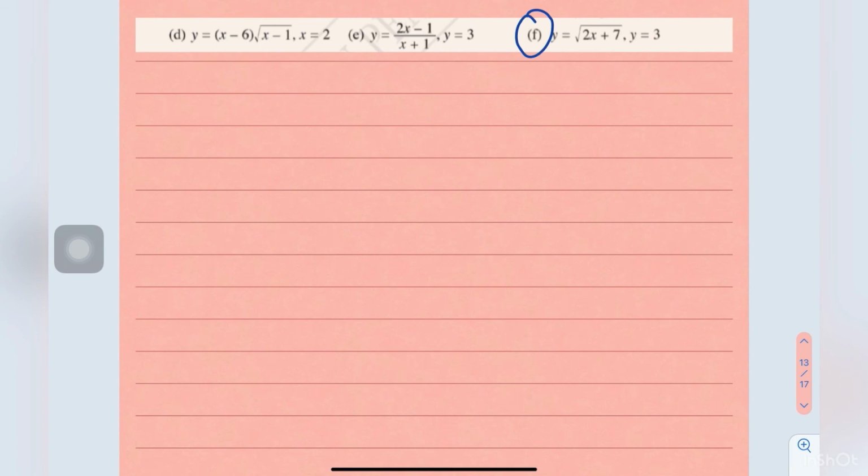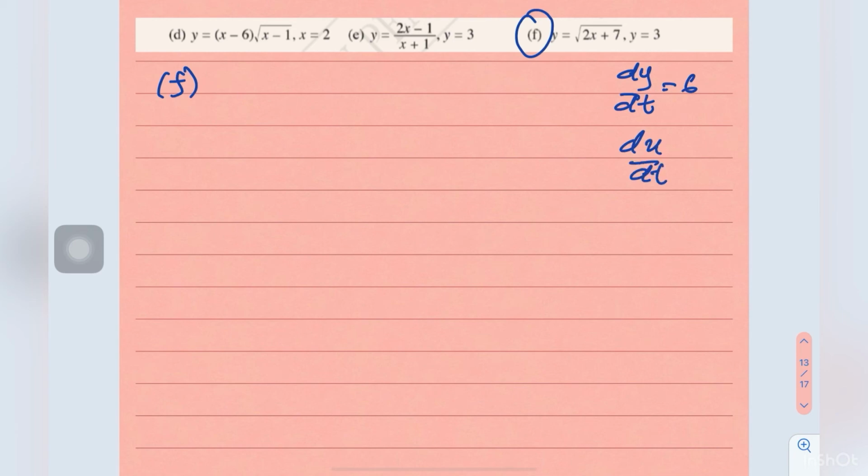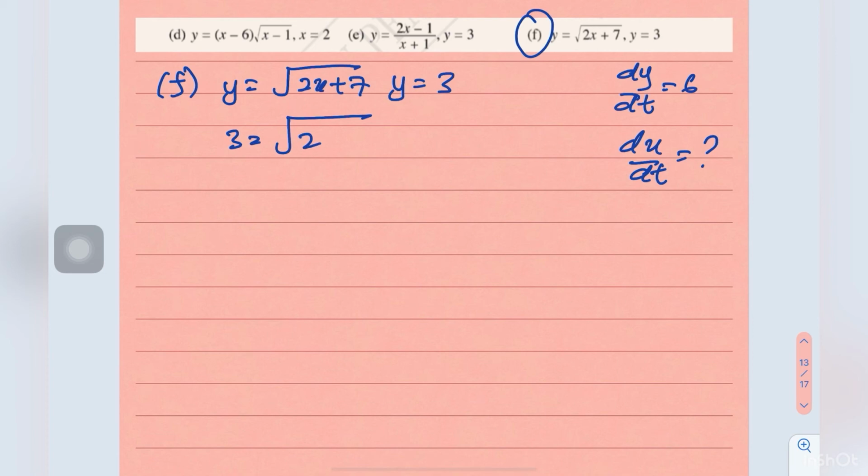Okay, the last one for question 2. Here we have question F. Same, given dy/dt is 6, find dx/dt. Okay, so y is square root of (2x plus 7), y equals 3. So then find x first. So 3 equals square root of (2x plus 7). So square both sides. Here we have 3 squared equals 2x plus 7. So 2x equals 2. So x equals 1.